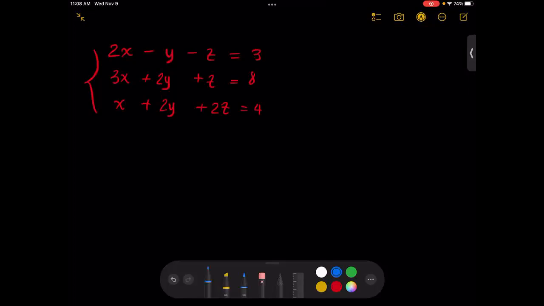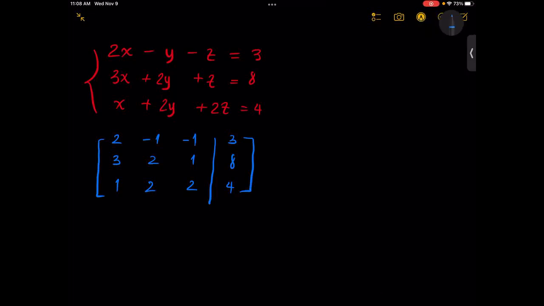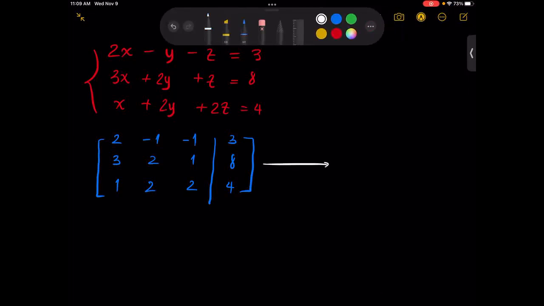All right, so convert this into matrix form. 2, -1, -1, and then the equal sign is represented with a line. 3, 2, 1, 8, 1, 2, 2, 4. What's my first step? Flip the rows, right? You don't have to, but I recommend you should, so that you don't run into a fraction.